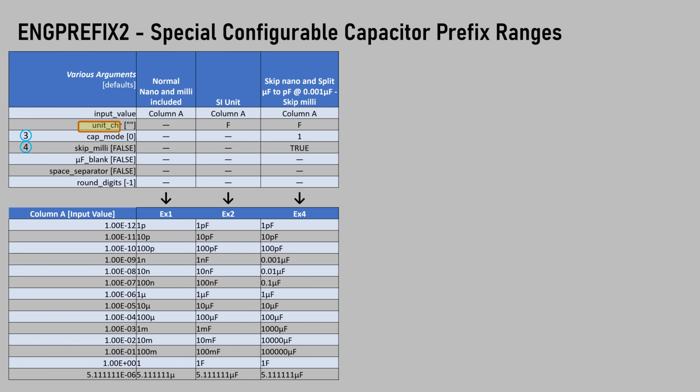This third argument is the cap mode. It's an integer that ranges from 0 to 3. When the cap mode is greater than 0, it skips the nano prefix. In ascending order of input value, the prefix goes from micro to pico. I'll set it to 1 in this case. Then everything below 0.001 microfarad is in picofarad, along with the skip milli argument, which is set to true. This skips the milli prefix and uses micro instead.